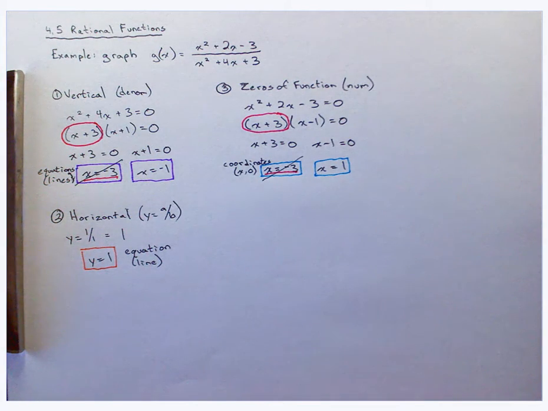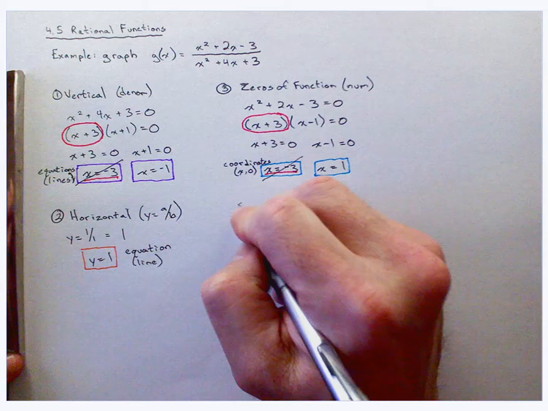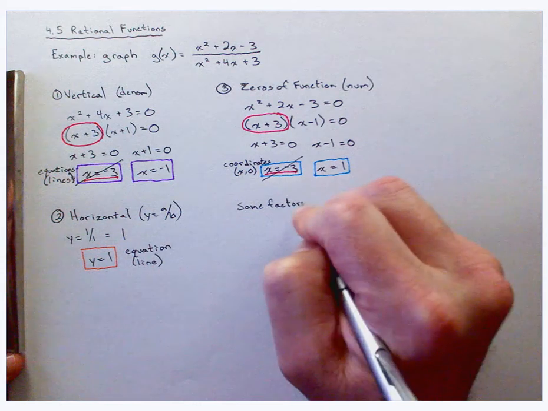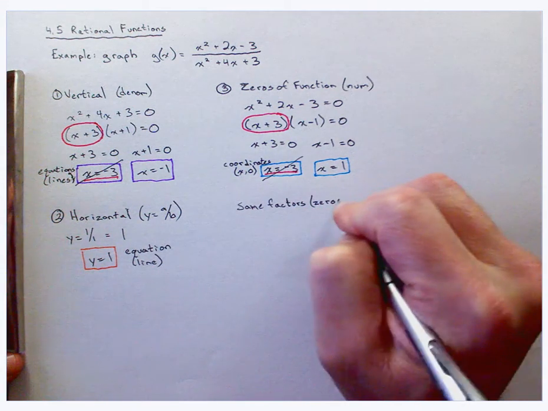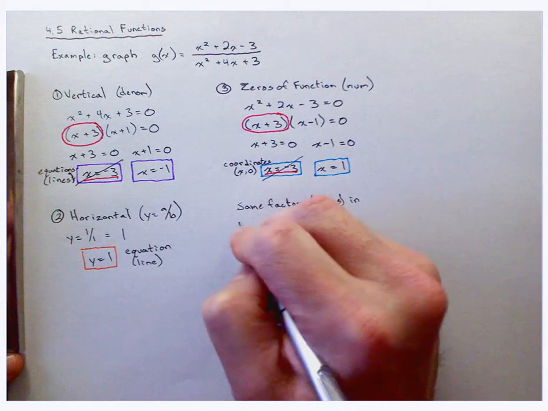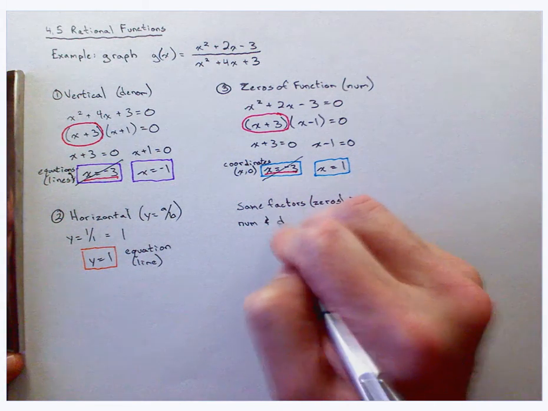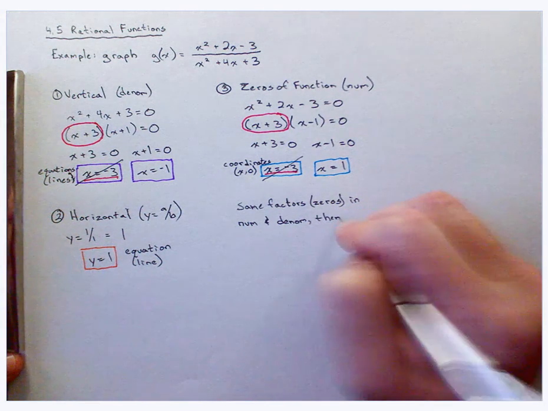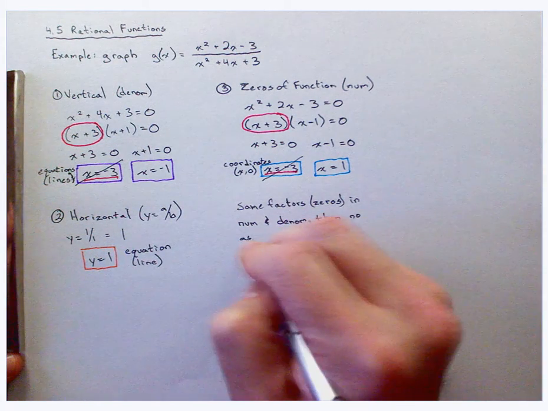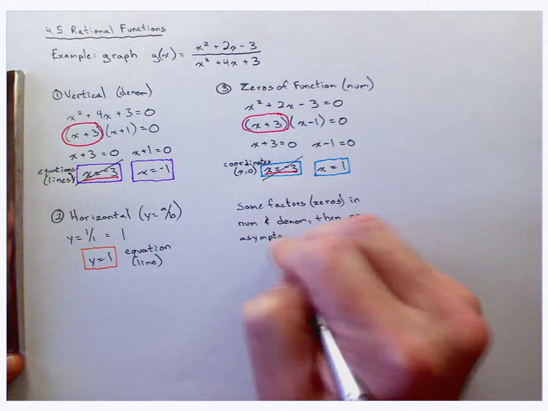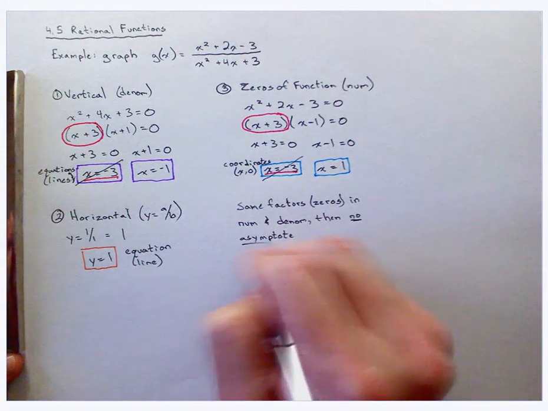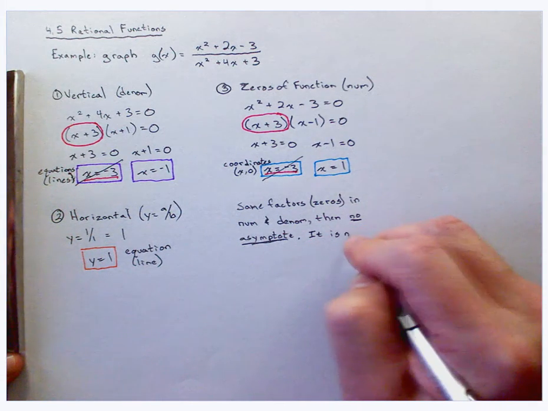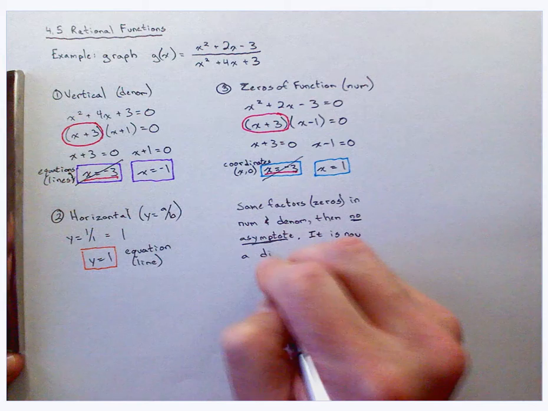So what this turns into is a discontinuity. So whenever I have the same factors or zeros in the numerator and denominator, then there is no asymptote. No asymptote. It is now a discontinuity.